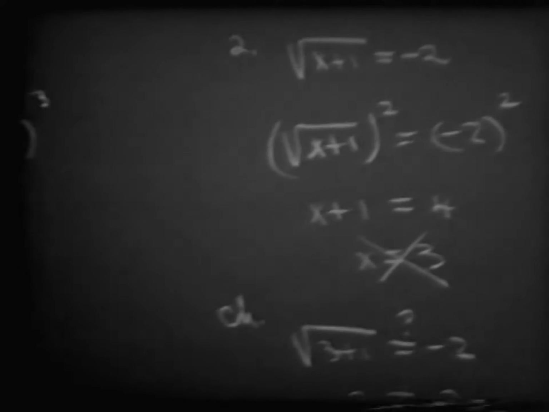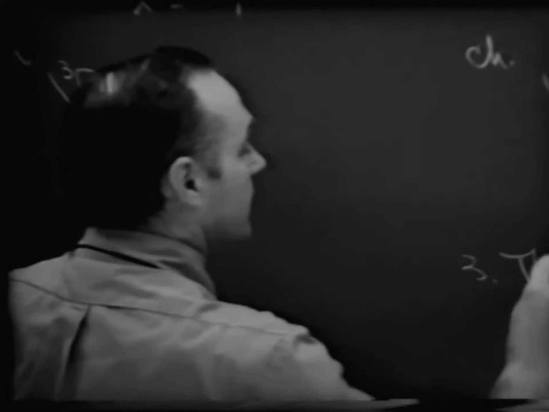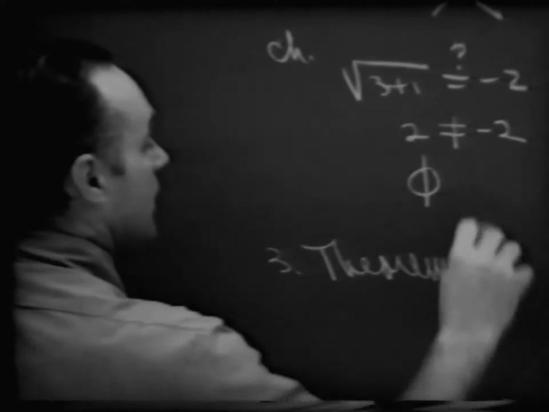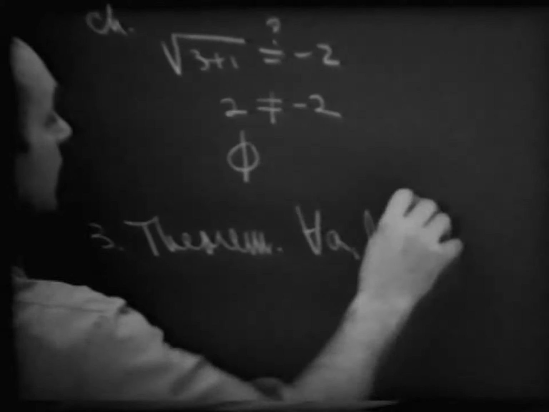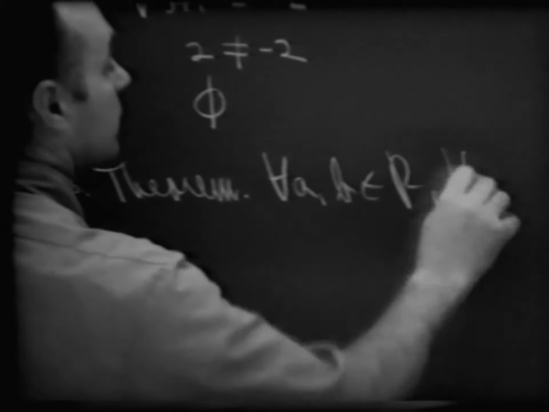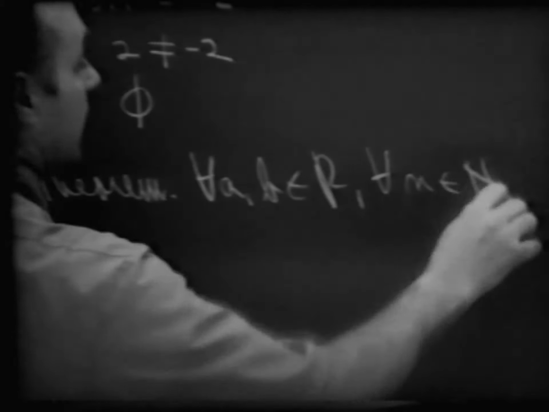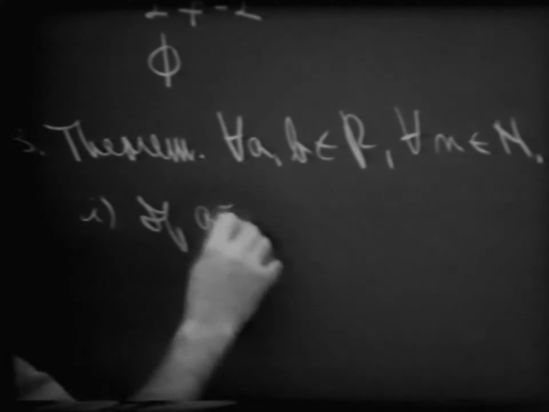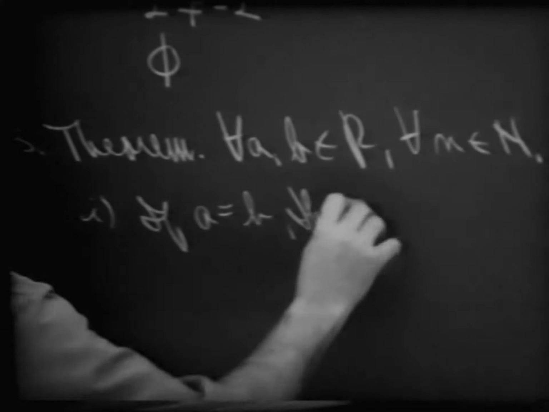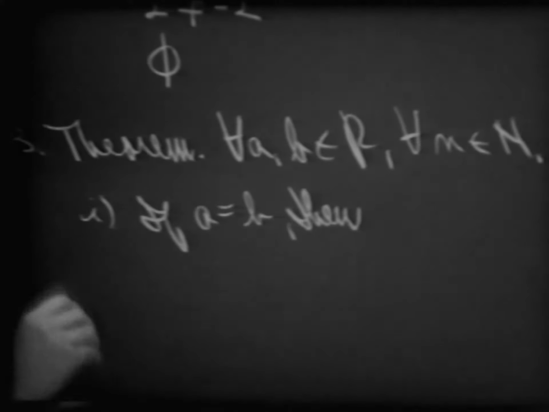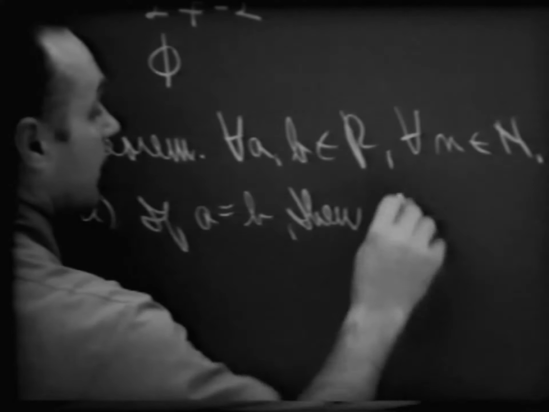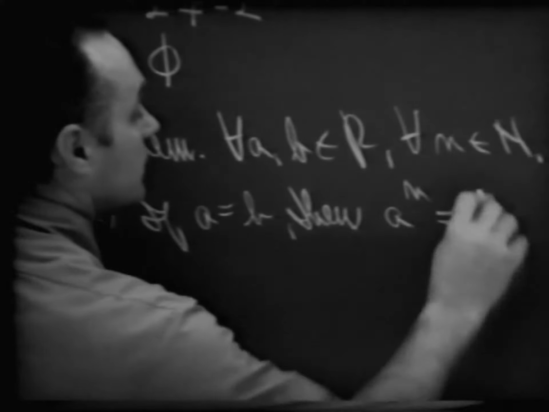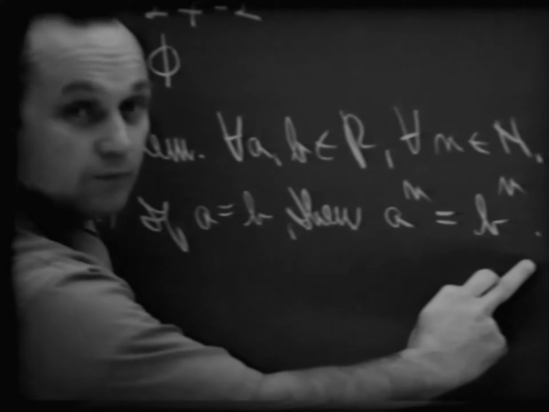So I think as part of a theorem, let's write some of this down. For every A and B belonging to the set of real numbers, and for every N belonging to the set of natural numbers, let's see what we may say. If A is equal to B, then what is the conclusion that we can come to, Dick? A to the N equals B to the N. A to the N power is equal to B to the N power, all right?